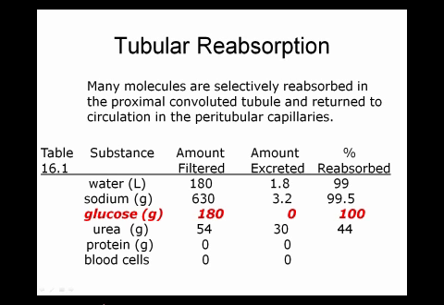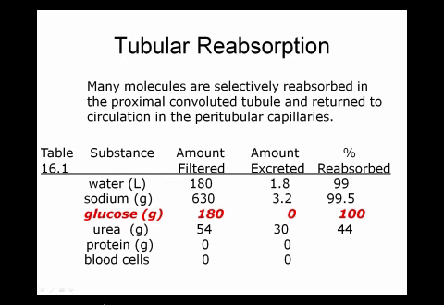Here is a table that shows a list of different substances, how much is filtered, how much is excreted, and how much is subsequently reabsorbed. About 180 liters of water per day are filtered through the glomerulus. Most of that is reabsorbed. Obviously, this is going to be variable depending on fluid intake, activity levels, different things. But about 99% of that water is reabsorbed.